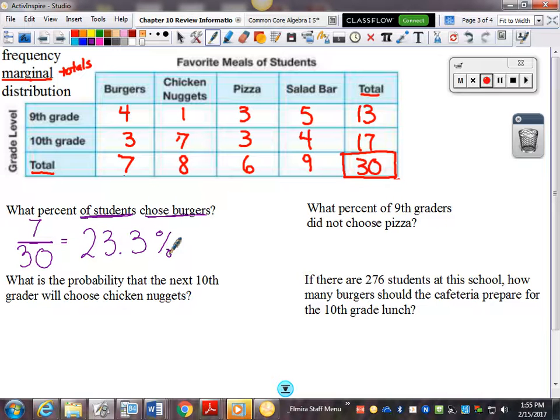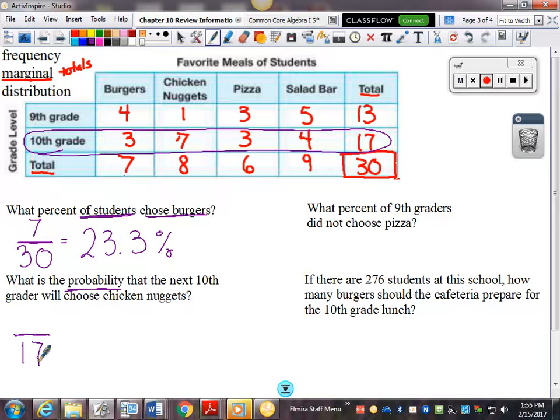All right, the next one says, what is the probability that the next 10th grader will choose chicken nuggets? Probability, we're asking the same thing as making a percent. So the next 10th grader, we're only talking about the 10th graders. So we're not using the 30 as our denominator now, because we're only talking about 10th graders. There's only 17 of them. That will be our denominator.